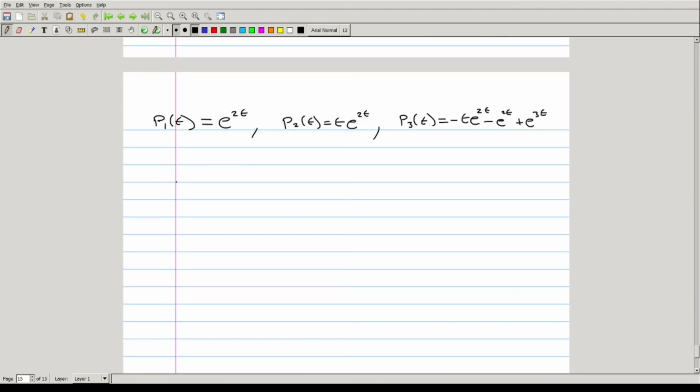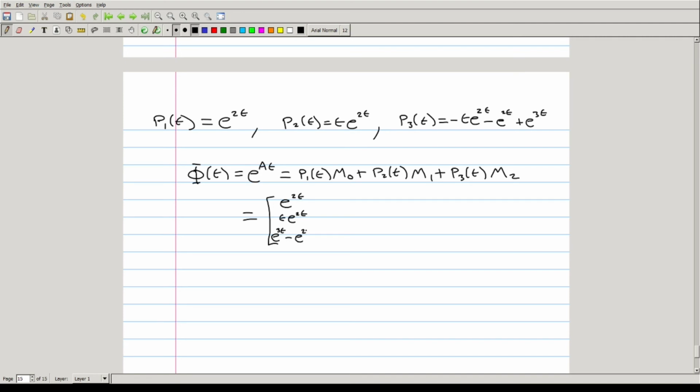And so when we go through, plug this in to our form for phi of t, e to the At ends up being P1 of t times M naught plus P2 of t times M1 plus P3 of t times M2, which ultimately simplifies to the matrix e to the 2t, t times e to the 2t, e to the 3t minus e to the 2t, 0, e to the 2t, 0, 0, 0, e to the 3t.